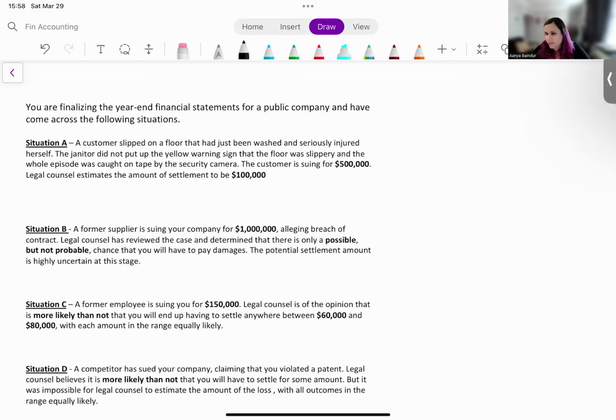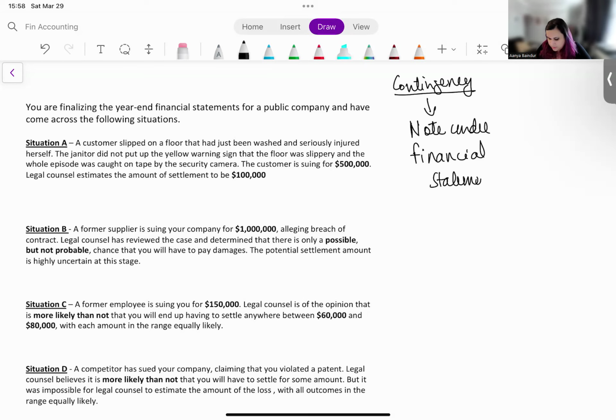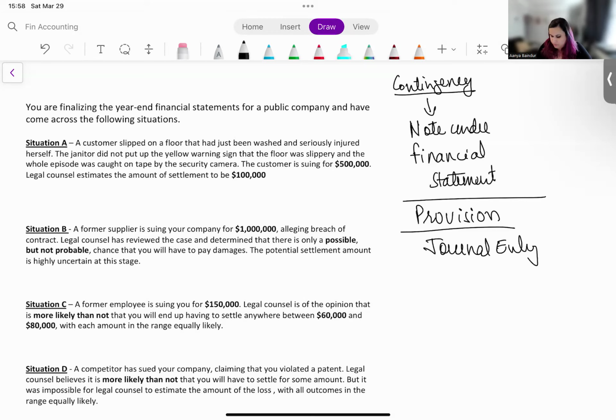Now, the main difference between the two is that for a contingency, we will put down a note under financial statements. However, for a provision, we have to put down a journal entry for how much we estimate the amount will be.